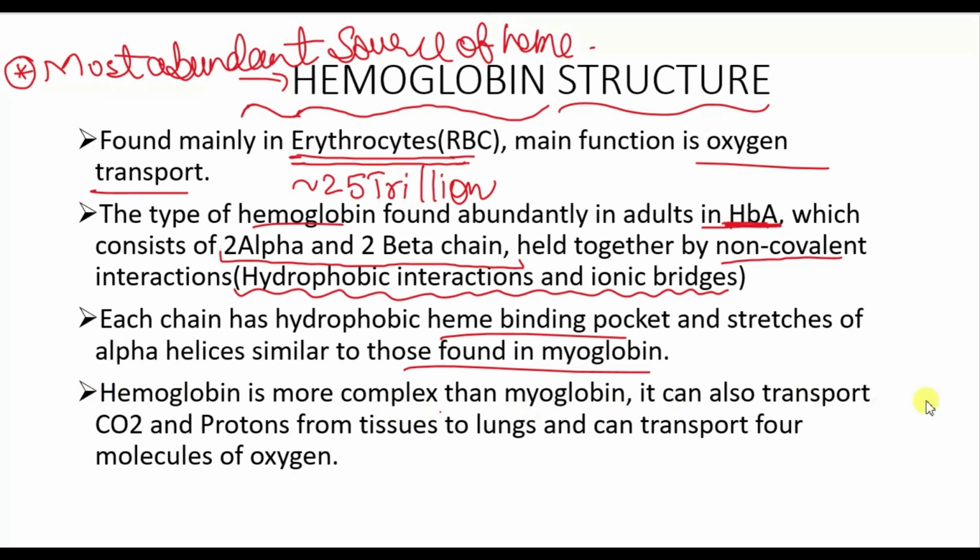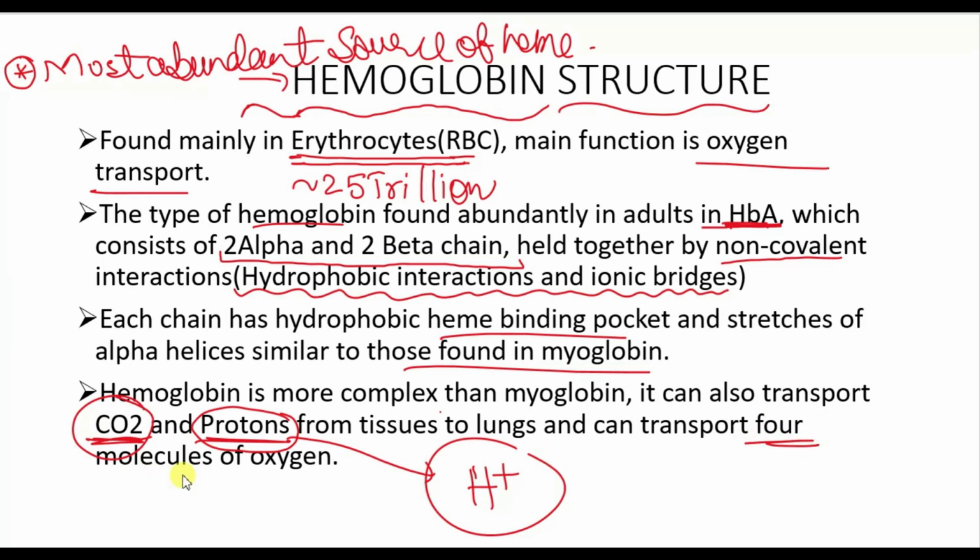It is more complex than myoglobin, and one more function of hemoglobin is that to some extent it transports carbon dioxide and protons as well. Protons, basically the H positive ions, and carbon dioxide can also bind to hemoglobin and can be transported from tissues to lungs.